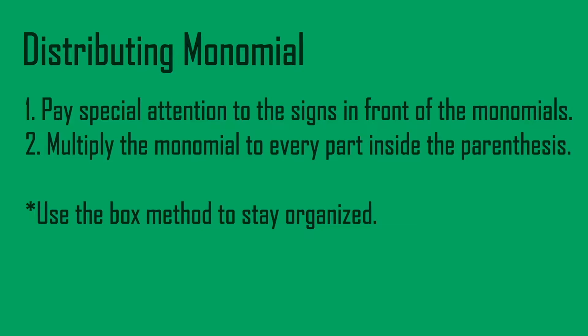Now, the best way to do this is to first pay attention to the signs in front of the monomial. If it's positive, you've got to make sure you are distributing it positively. If it's negative, you're making sure you're distributing the negative sign as well. The second thing is to multiply when you're distributing those monomials to every single part inside the parentheses. So make sure you stay organized. You don't want to accidentally miss one.